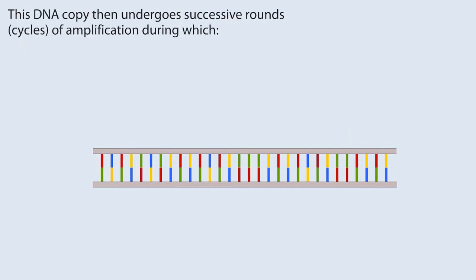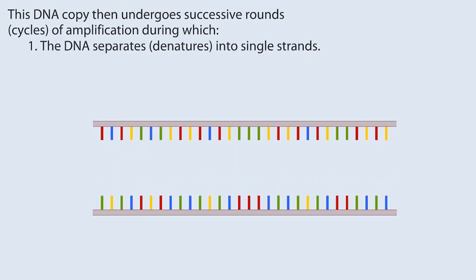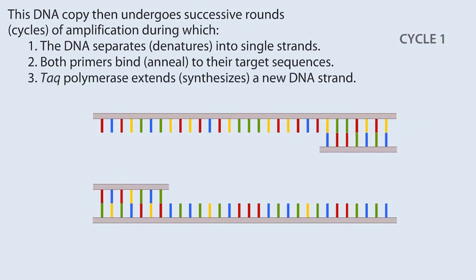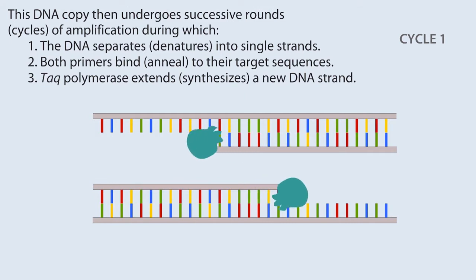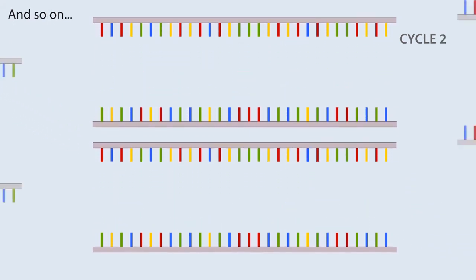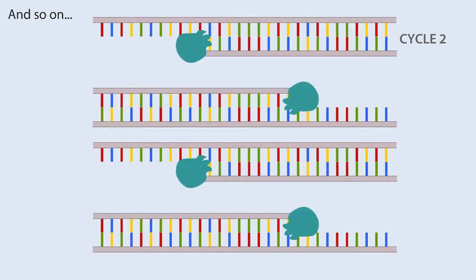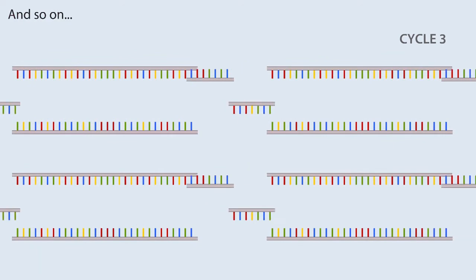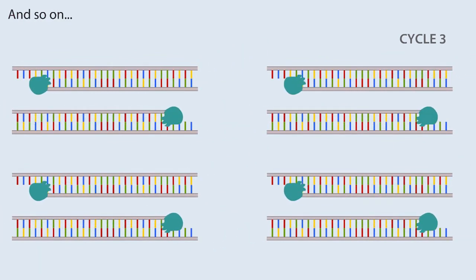This DNA copy then undergoes successive rounds, or cycles, of amplification during which, number 1, the DNA separates, or denatures, into single strands; number 2, both primers bind, or anneal, to the target sequence; and number 3, Taq polymerase extends, synthesizing a new DNA strand, and so on. Cycle 2, cycle 3, and cycle 3 is complete.